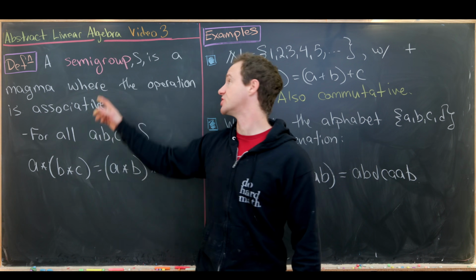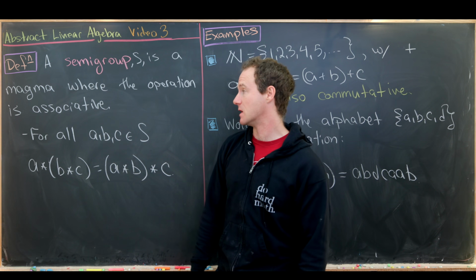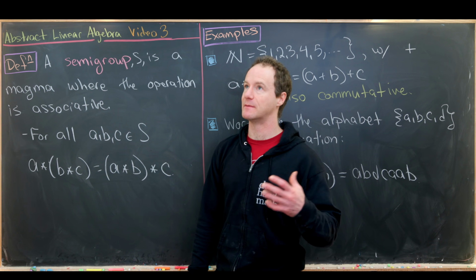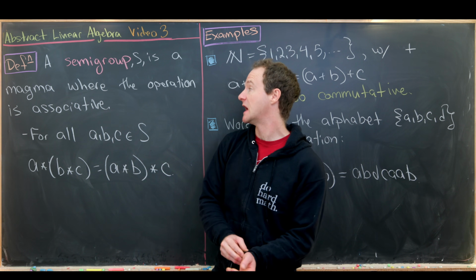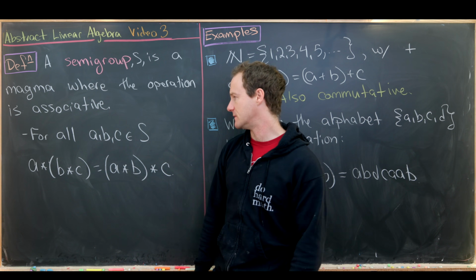So by definition, a semigroup, which I'll call S, is a magma where the operation is associative. So let's recall that magmas did not require the operation to have any structure. Here we require that it is associative. So let's recall what that means.